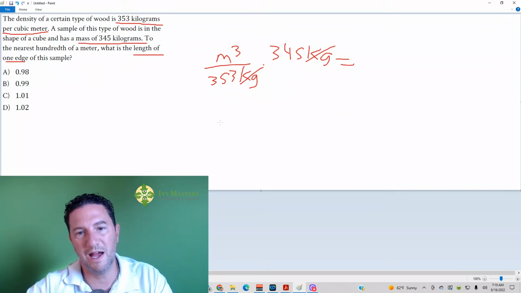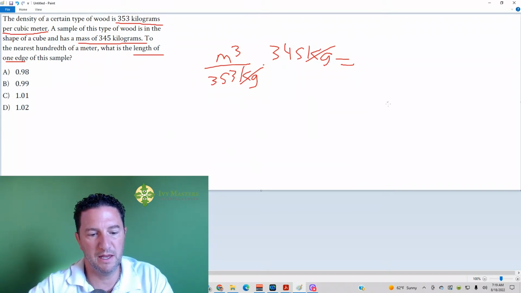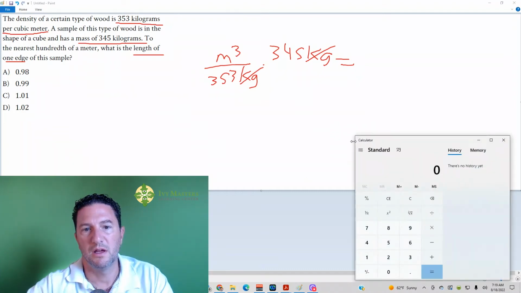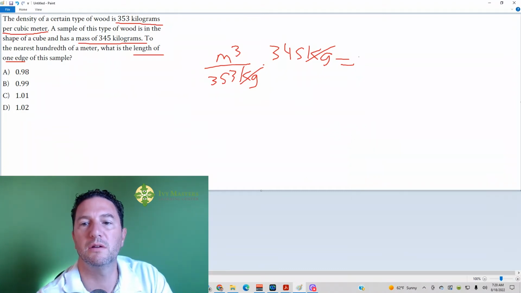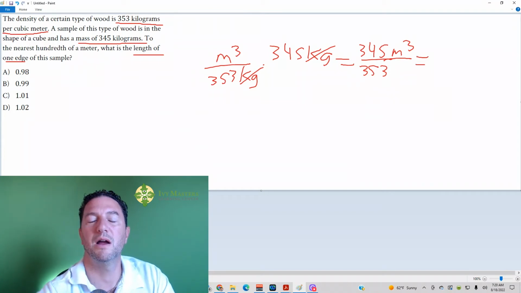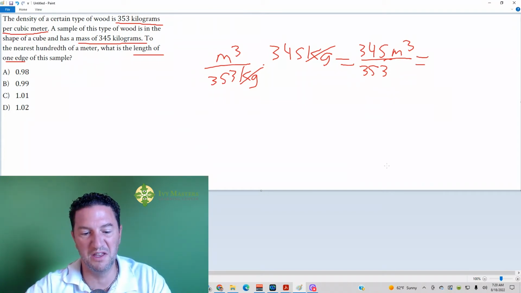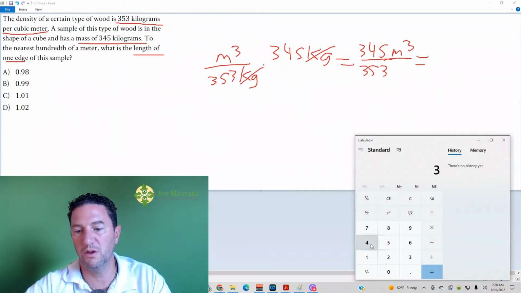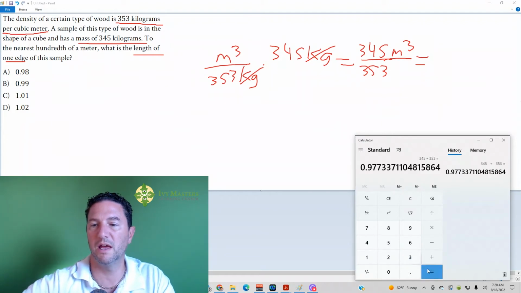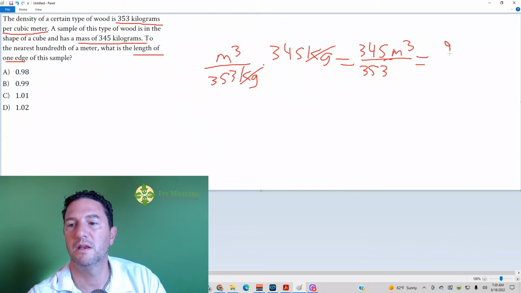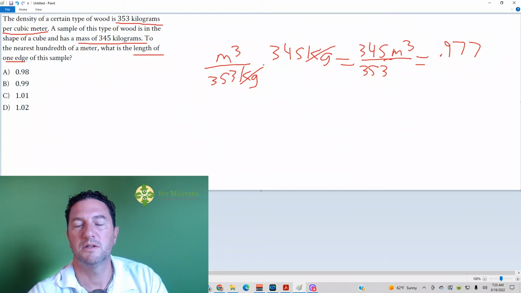And when I use my handy dandy high-tech calculator down here, I'll write it first, 345 over 353, and that's meters cubed. So I'm not done yet after I divide this, so hang on to your seats. We're going to go 345 divided by 353, and we get this crazy 0.977 blah blah blah. So we divided that out.